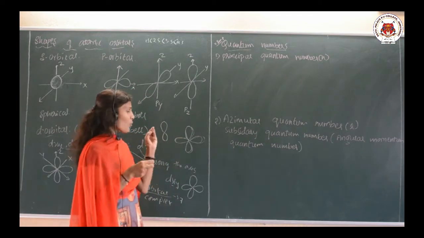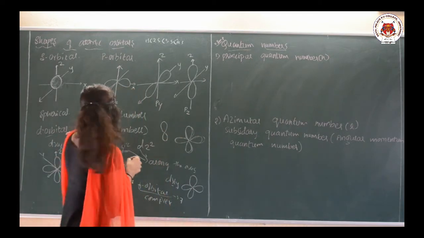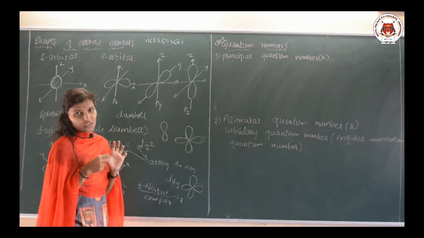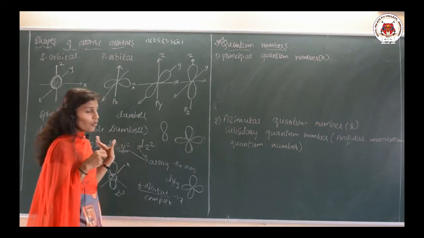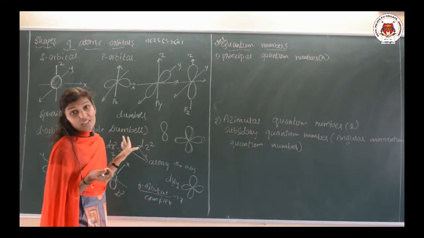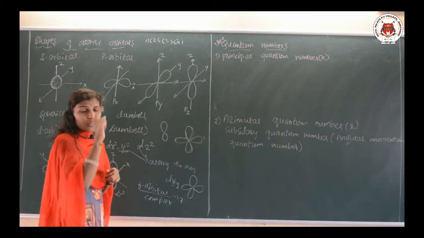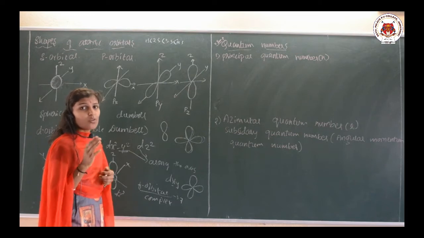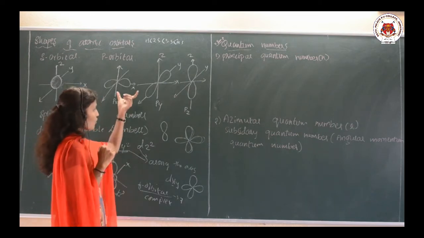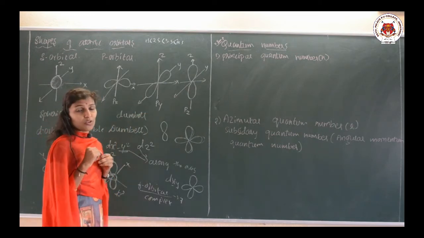Simply remember what the shape is, because sometimes they might ask you to draw the structure. I am giving you homework: drawing the structures of the D orbital. 5 different structures you have to draw. Clear? I hope this part is clear for you people.